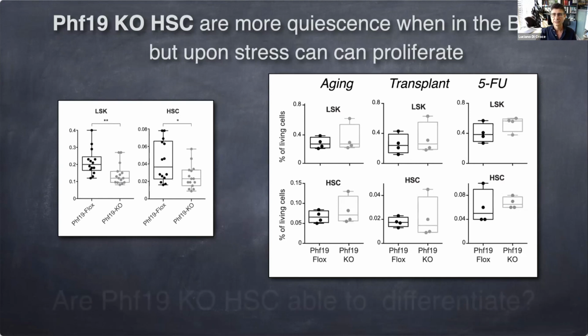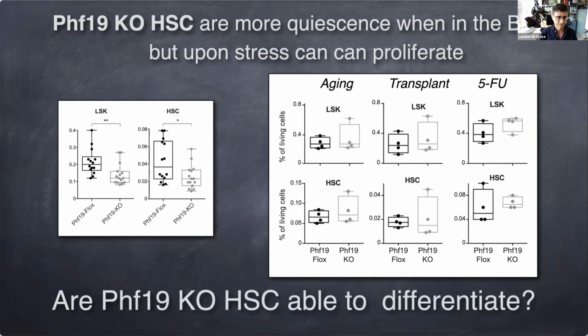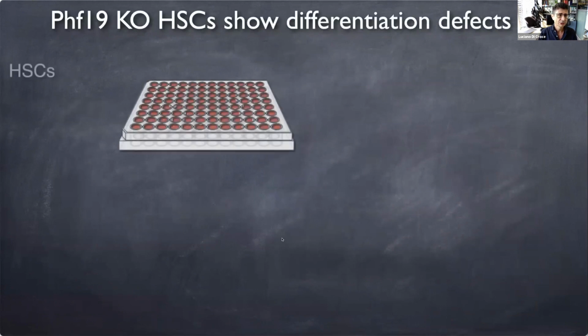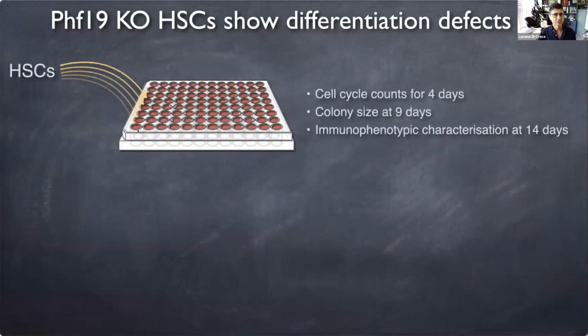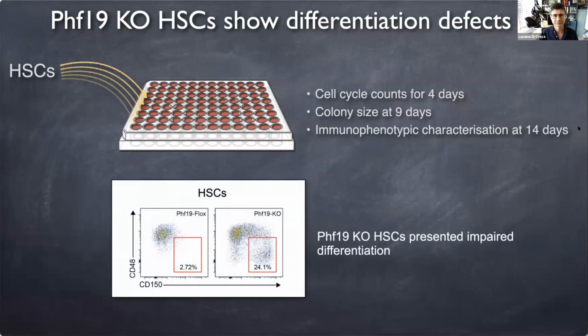But the key question is whether these cells are actually able to undergo differentiation. So what we did: we put a single hematopoietic stem cell in a single well, so each well contains just one cell, and we allow these cells to grow. We count for 4 days, every 6 hours, in order to understand the kinetics of the growth. Then after 9 days, we count the total number of cells, the colony size. And after 14 days, we assess whether the cells were differentiating or not, and which lineage the cells were differentiating into. So these three aspects: the kinetics of proliferation, the colony size, and the types of cells we have at the end of 14 days.